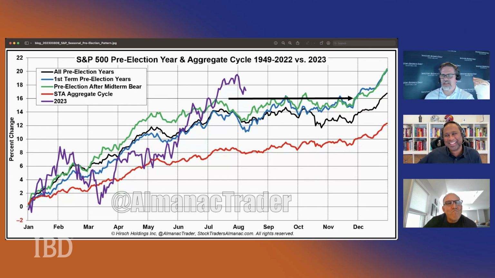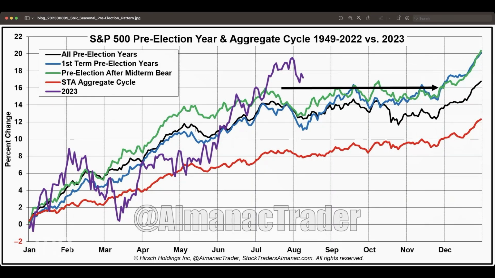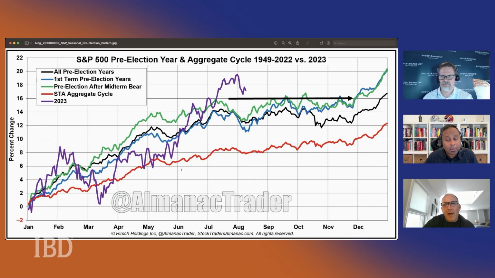Anyway, what are we looking at here? Other than the pre-election year, I have the word midterm here. I'll explain that in a second. The red line is my aggregate cycle, which combines all pre-election years since 49, and all third years of the decade, the decennial cycle. So that's what that is. A lot flatter because of the different factors that are averaged in there.